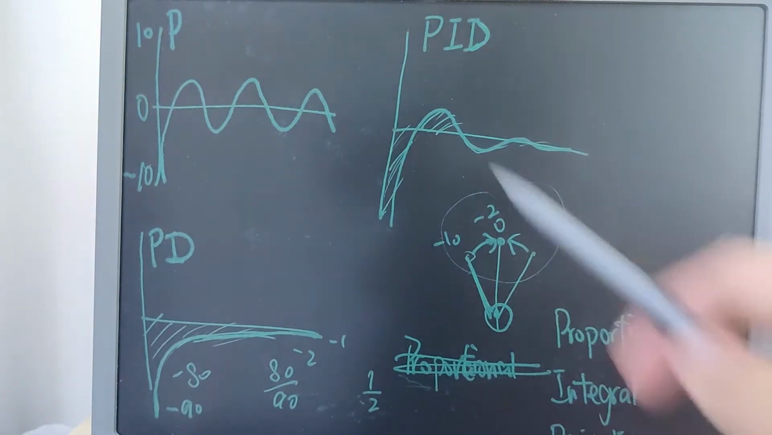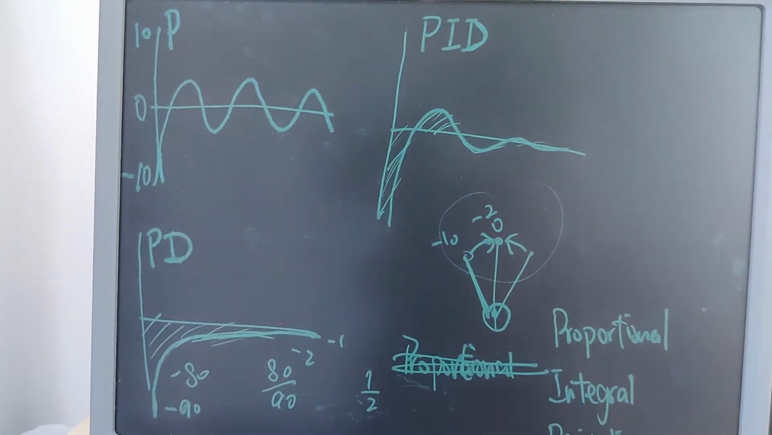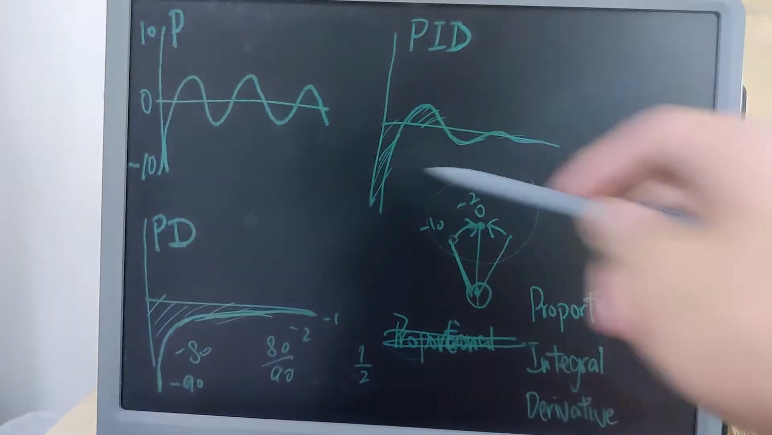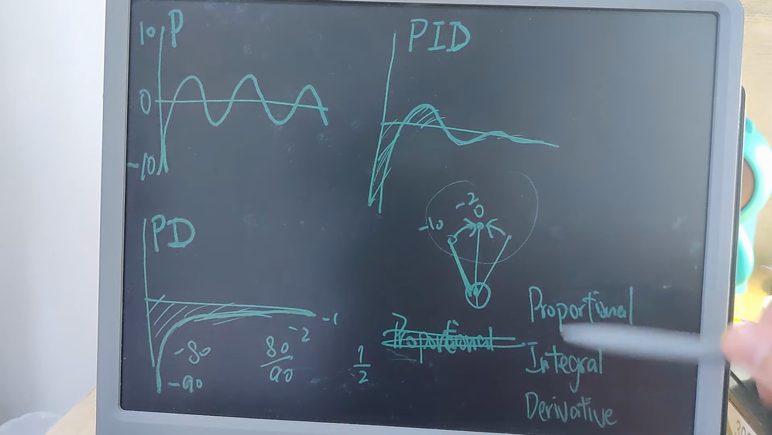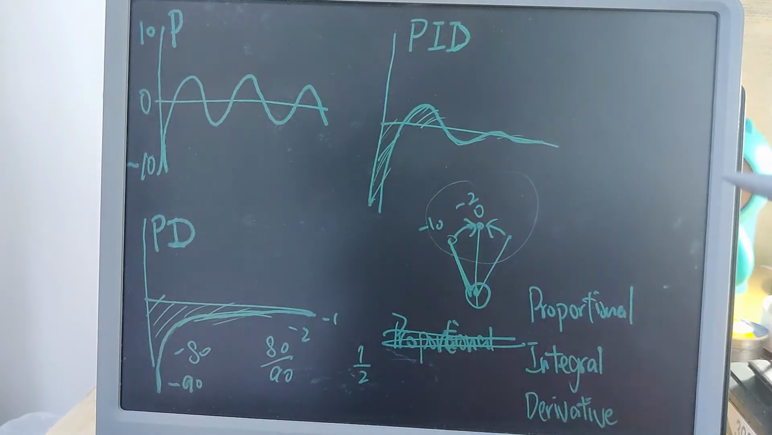So PID is actually composed of 3 parts, which is the P, proportional, the I, integral, and D, derivative. Each plays a role in this system.